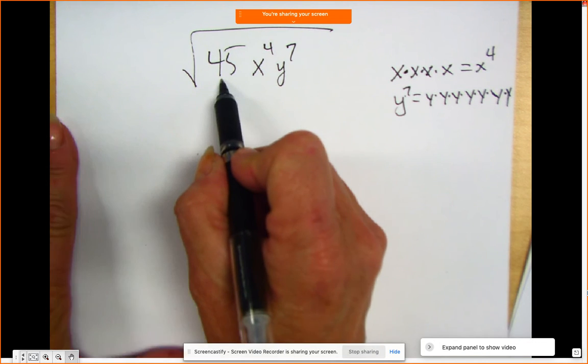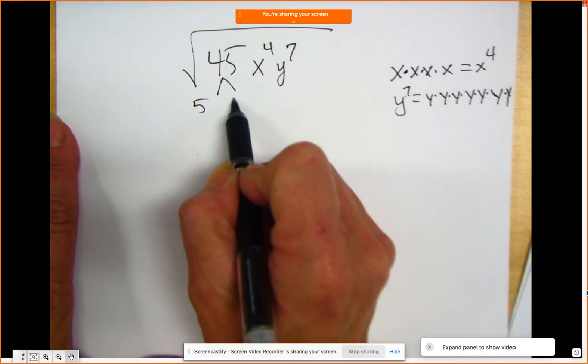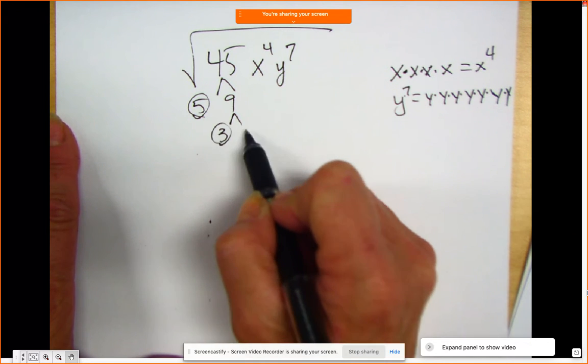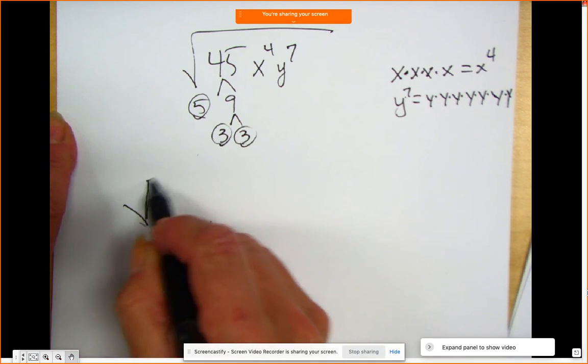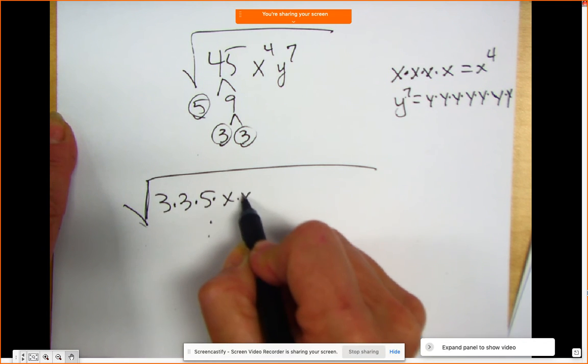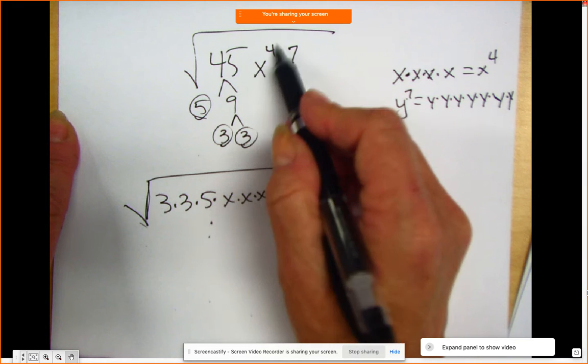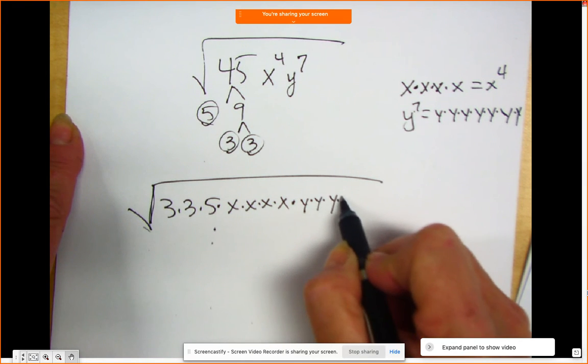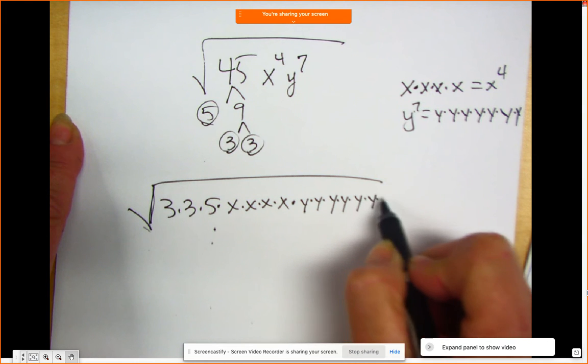But the 45, we have to prime factor. We have to know that's 5 times 9. 5 is prime, 9 is not. 9 is 3 times 3. So now I can write this as 3 times 3 times 5 times x, x, x, x. Just got to spread them out. And the y's, 1, 2, 3, 4, 5, 6, 7.